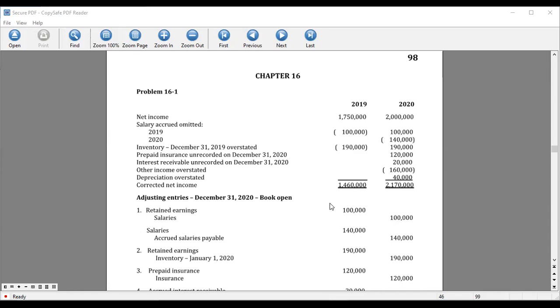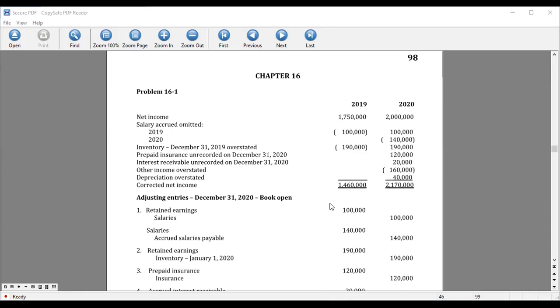Now, likewise, in 2020, the inventory on December 31, 2019 is the beginning inventory in 2020. And the beginning inventory was overstated, meaning cost of goods sold in 2020 was overstated. So net income was understated. So we have to add back.